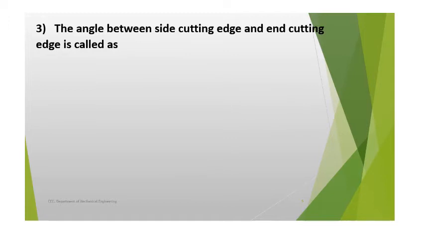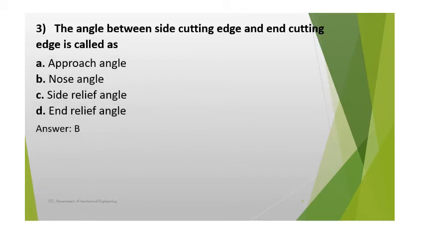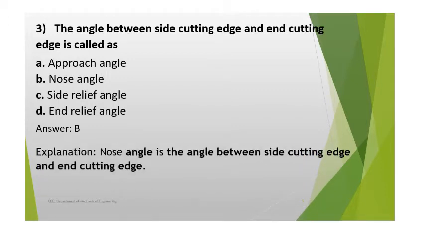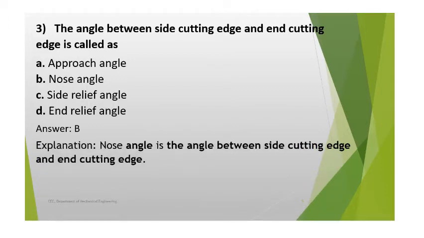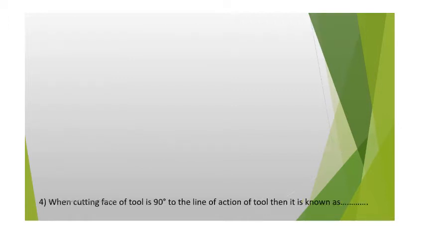Third one: the angle between the side cutting edge angle and end cutting edge angle is called nose angle. Totally there are 7 important tool signature elements. The nose angle is the angle between the side cutting edge angle and end cutting edge angle.